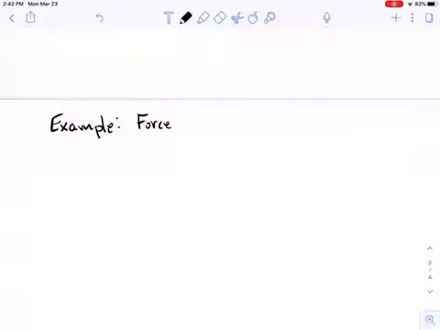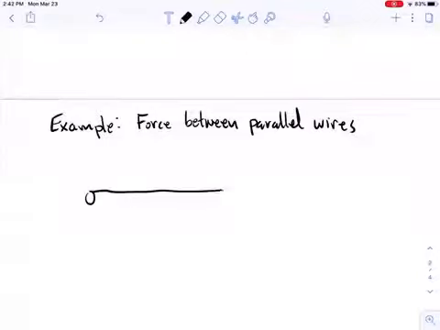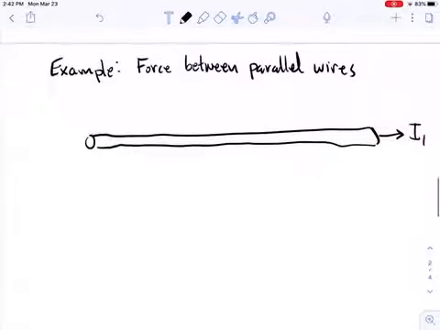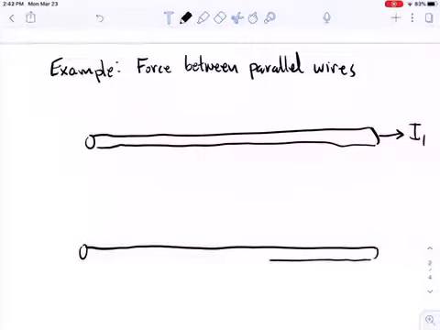The force between parallel wires. Okay, so the scenario is the following. We've got one wire in which we establish a current I1. And then we have a second wire in which we establish a current I2.